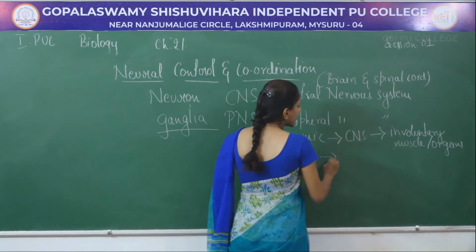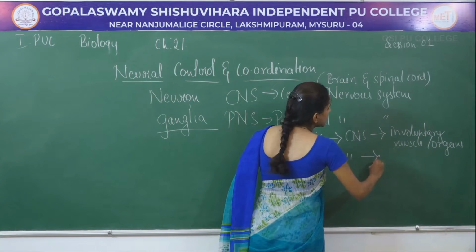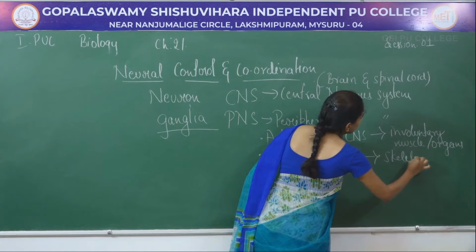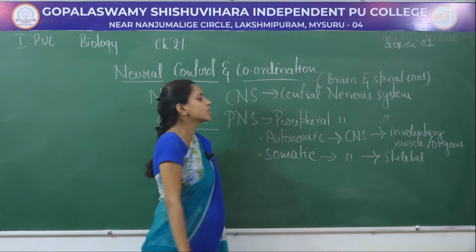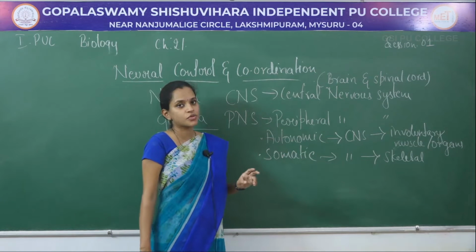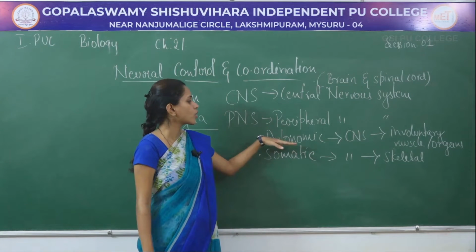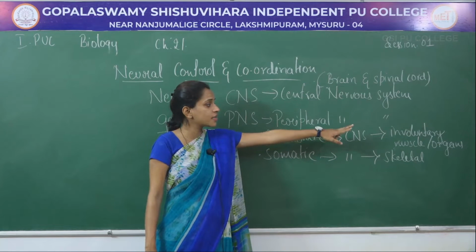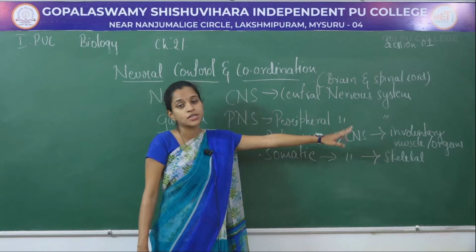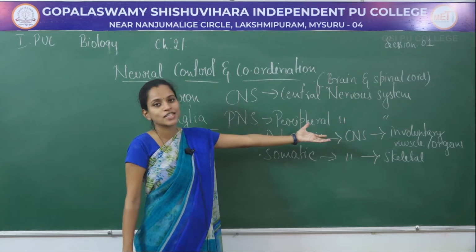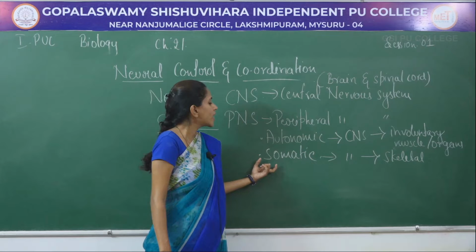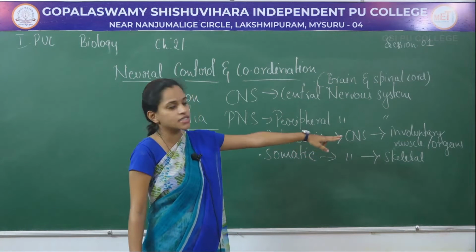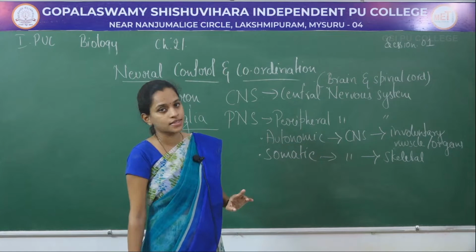Whereas the somatic nervous system helps in transferring the signal from the central nervous system into the skeletal muscles. So these are the two different types of peripheral nervous system, where the autonomic nervous system transfers the signal from the central nervous system into the involuntary muscles or organs, especially the smooth muscles, whereas the somatic nervous system transfers the signal from the central nervous system into the skeletal muscles.